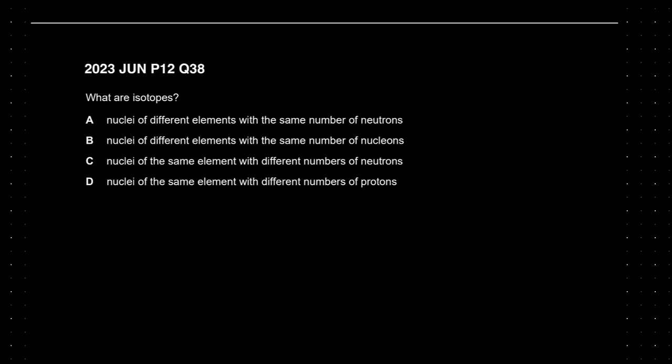38, what are isotopes? So nuclei of the same element and same number of protons, different number of neutrons. So that's C.